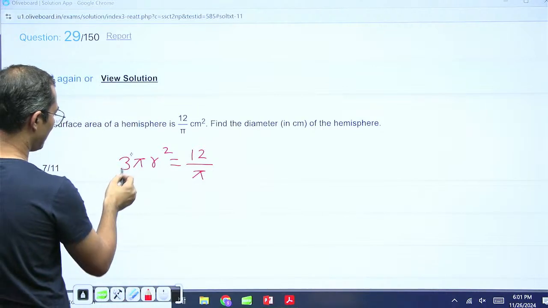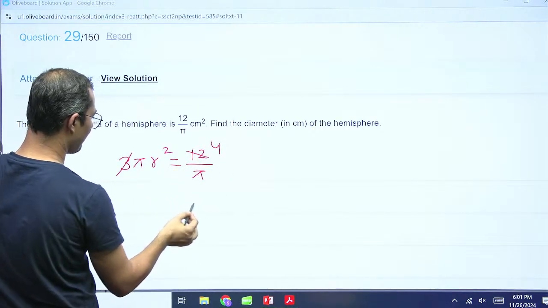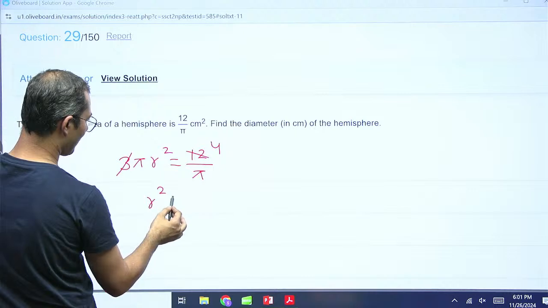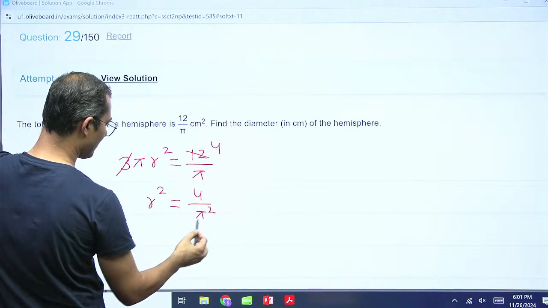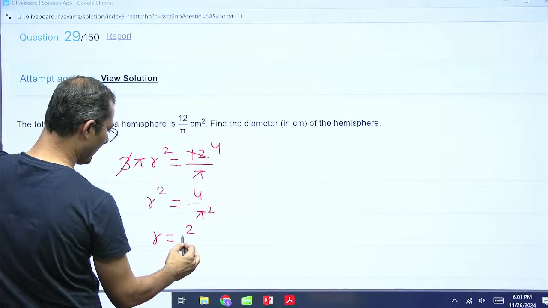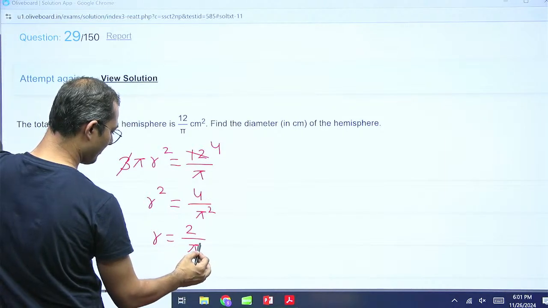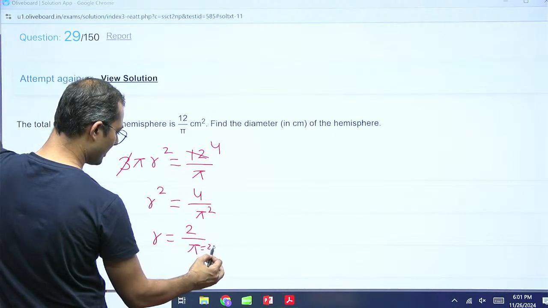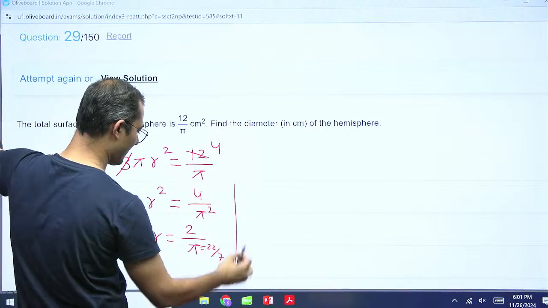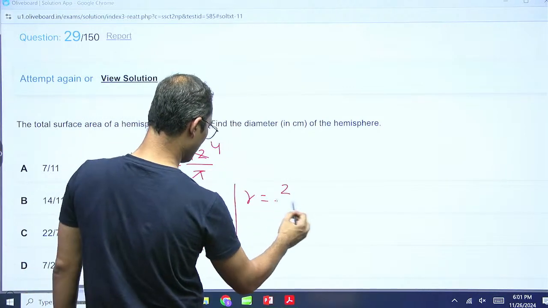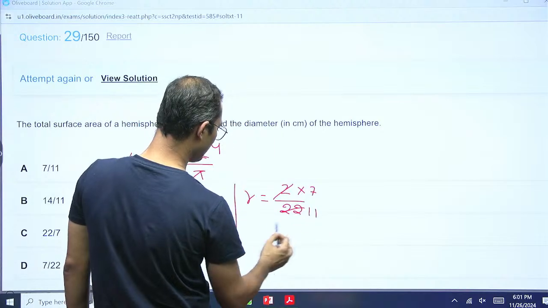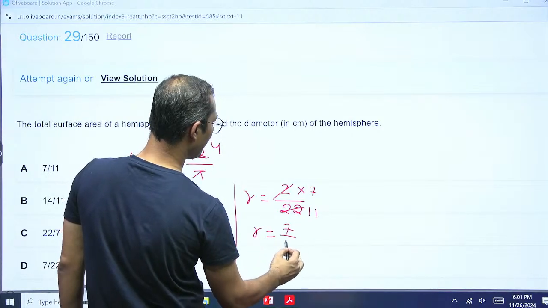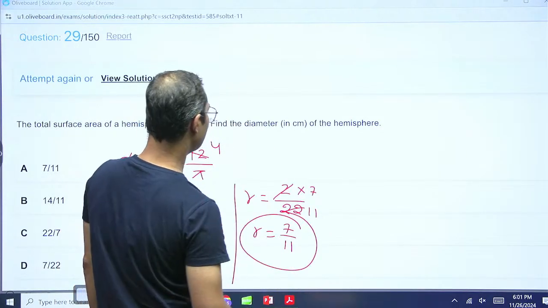So here we can say that the 3 is cancelled, 4 times, right? So r² is going to be 4 upon π², right? So r is going to be 2 by π, right? So taking the value of π as 22 by 7, we can say that r is going to be 2 upon 22 into 7, right? So r is going to be what? 7 by 11, right? So find the diameter.